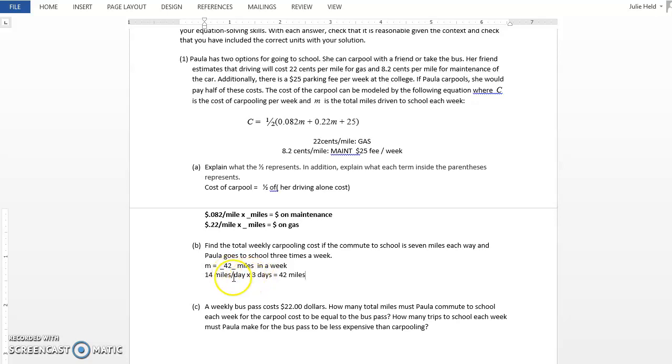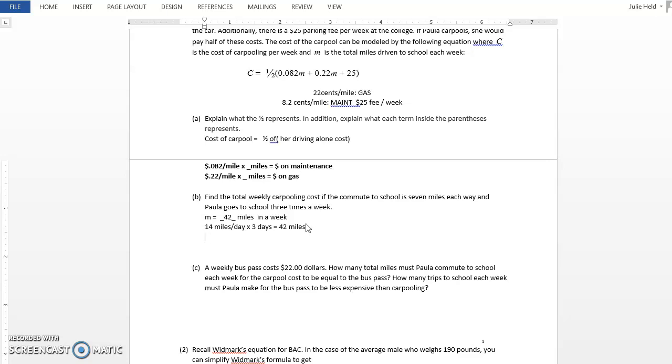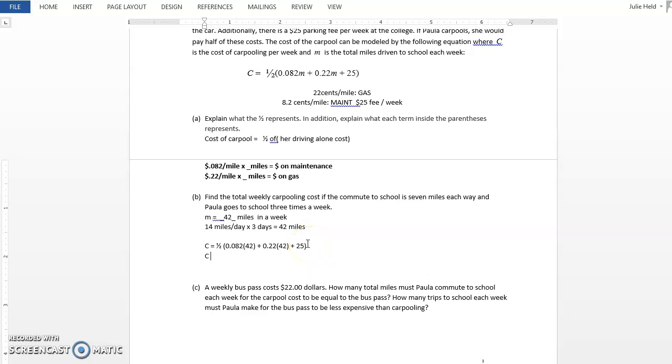It'd be good to write these as fraction units. You can do that in your paper. Okay, now I can use my formula, because if I use the formula C equals 1/2, and then I put in 0.082 times 42, that's the miles in a week, and then I add 0.22 times the miles in a week, and then I add my fee of $25, then I should have her total.